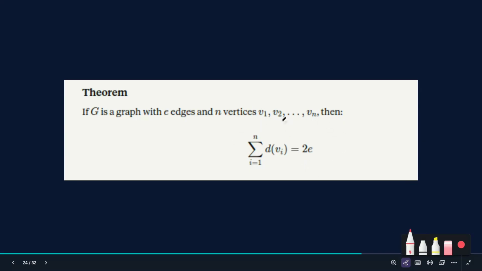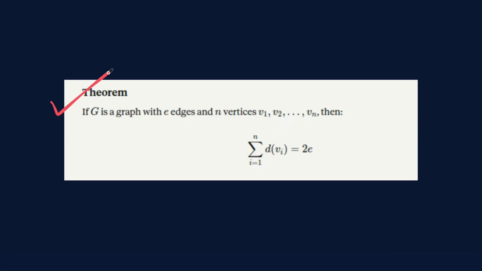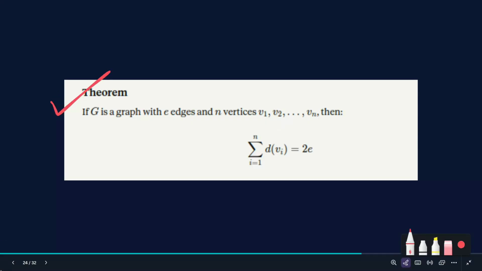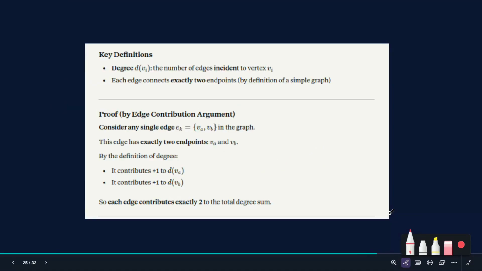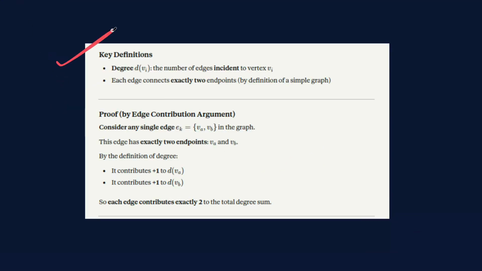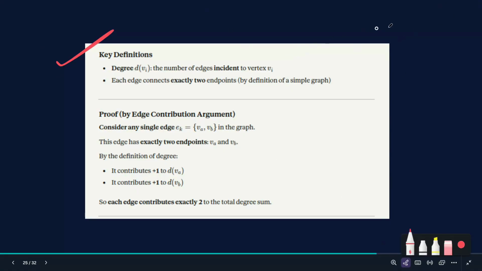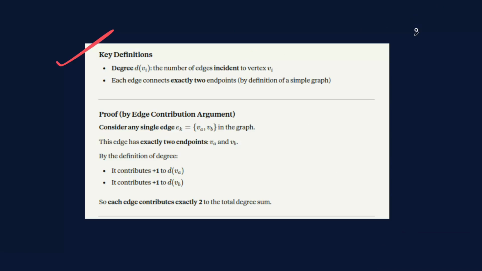So our theorem is this: if there is a graph G with E edges and N vertices, we have to prove that the sum of the degrees of each vertex is basically 2 times the number of edges. So how do we prove that? Degree means the number of edges incident to a particular vertex, the number of edges touching that vertex.